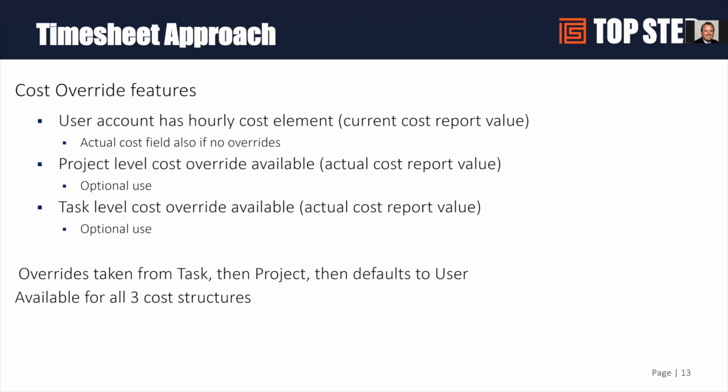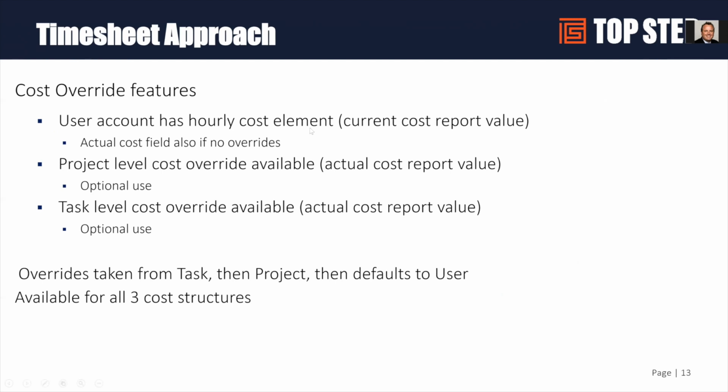The way the overrides work in OpenAir is when time is entered and approved, if you have it enabled at all three levels, it'll first go to the task. If there's a cost override there, it'll use it, and then it will stop. But if it goes to the task and there's no override, then it'll look to the project. If there's an override, it'll use it. If not, it'll go to the user account and use it from there. So it's smart enough to know the hierarchy of how the costs should be entered and managed, and use that hierarchy as it computes the cost of that time entry.